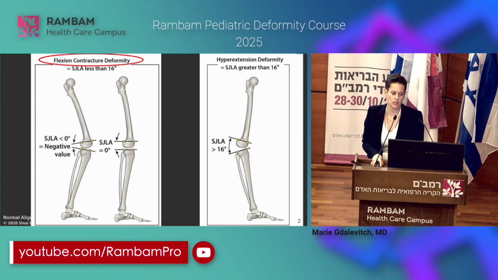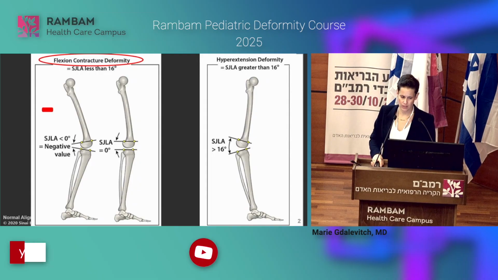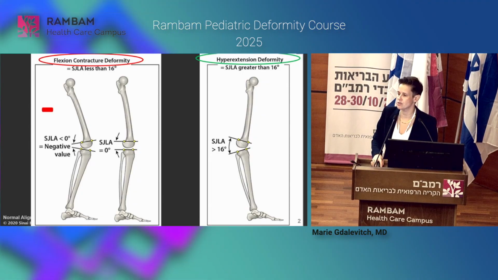When you have a flexion contracture, it's going to be negative. When you're in flexion, remember, it's always negative. So you have a negative value for this. And in your hyperextension deformity, you're going to have a positive angle, which means it's going to be bigger than 16 degrees.